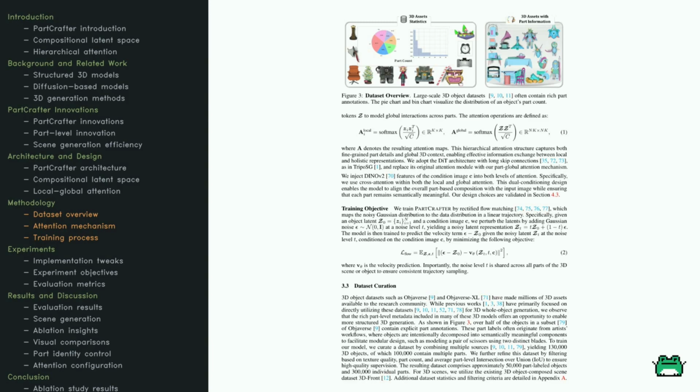The training process focuses on refining the details. PartCrafter uses a method called rectified flow matching. It's like fine-tuning the model to predict how parts move and interact over time, ensuring consistent and smooth trajectories. This involves training the model to predict a velocity term based on a noisy latent representation, maintaining consistent motion across parts. Finally, dataset curation is crucial. The team combined various sources to create a comprehensive dataset with around 130,000 3D objects, each potentially containing multiple parts. This ensures the model gets plenty of rich, diverse data to learn from, leading to more accurate and meaningful 3D generation.